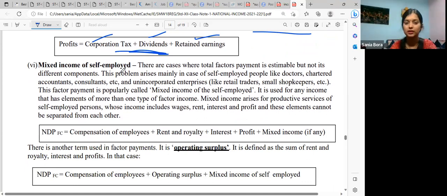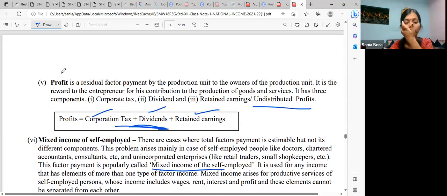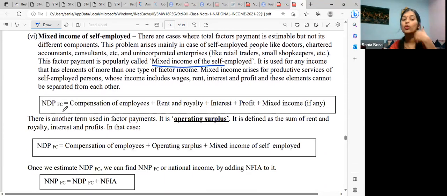Okay. Then what was the next factor? It was mixed income. So most of the time, mixed income is given to you, right? So mixed income is given as MI. So you don't need to worry over here. Sometimes it's like mixed income of self-employed persons. You don't have to worry over here, right? Most of the time other names are not given for mixed income. It is always given to you like this, mixed income.